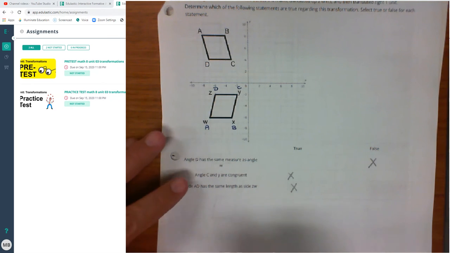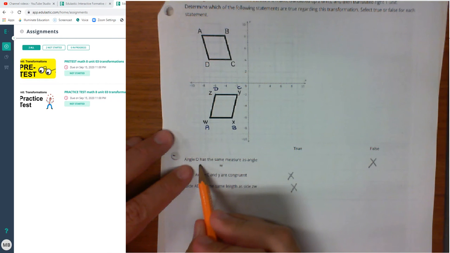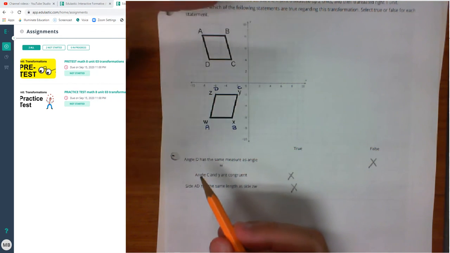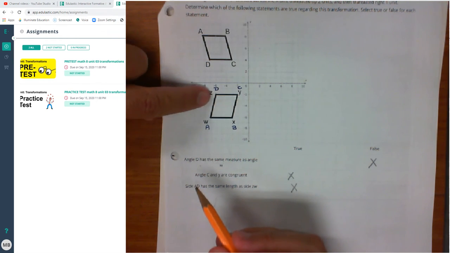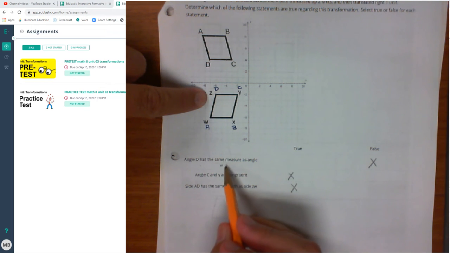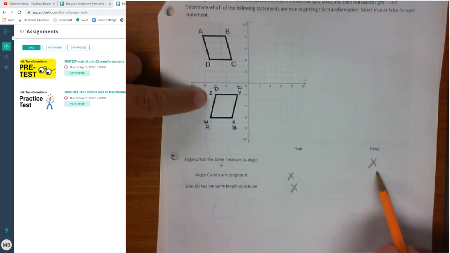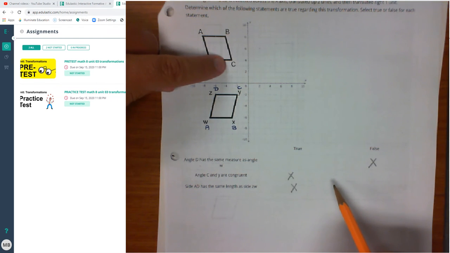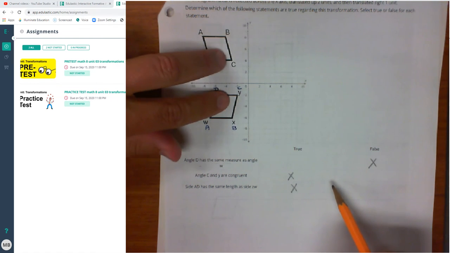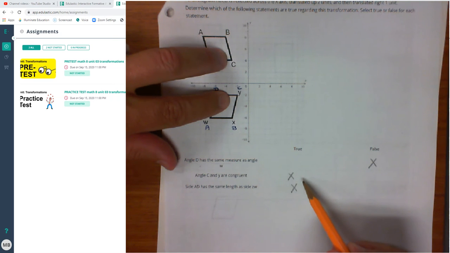D has the same angle as W, so if I flip it over, D is right here. D is the same as W? D and W, no, this is obtuse and that's acute, so that's false. C and Y are congruent. Angle C, which is right here, which would be right here. Angle C and Y are congruent. Yes, they are the same angle.